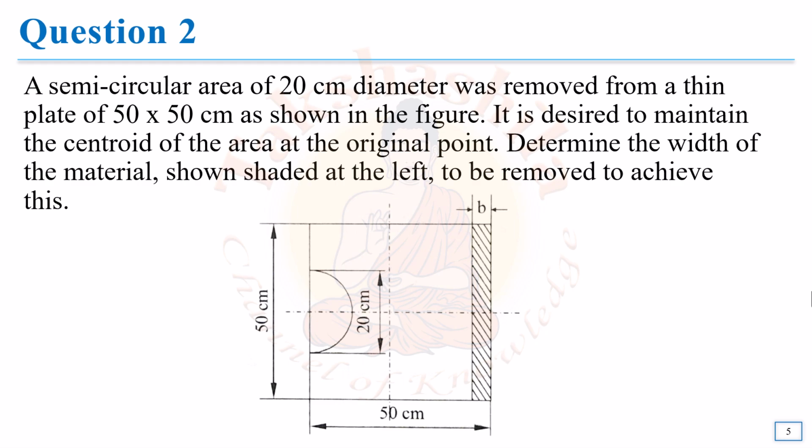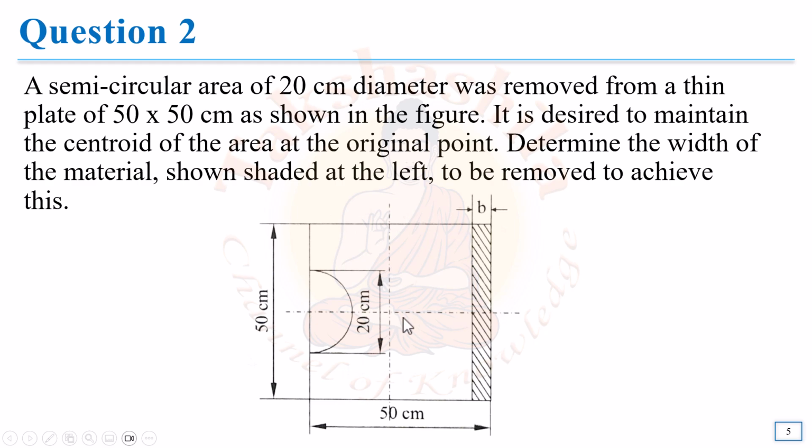The question is, a semicircular area of 20 centimeter diameter was removed from a thin plate of 50 by 50 centimeter as shown in the figure. So what has happened here? We were having a plate of 50 centimeter by 50 centimeter. It was a square plate initially. From this, we are actually cutting out a semicircular area like this, and the diameter of this semicircle is 20 centimeter.